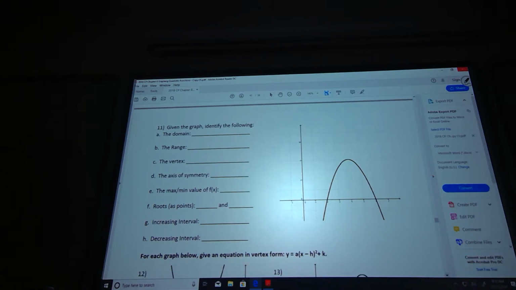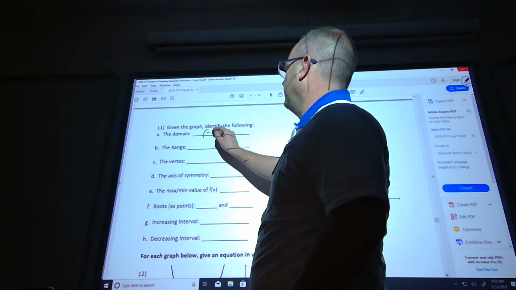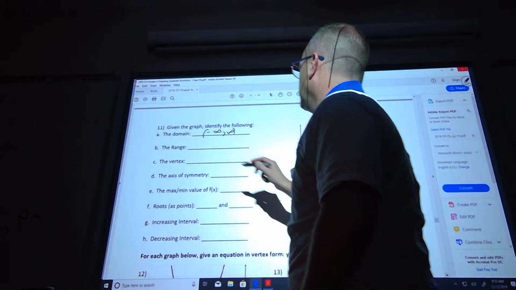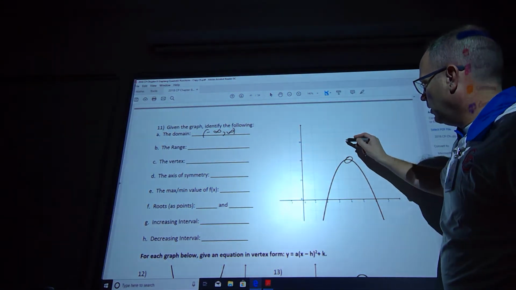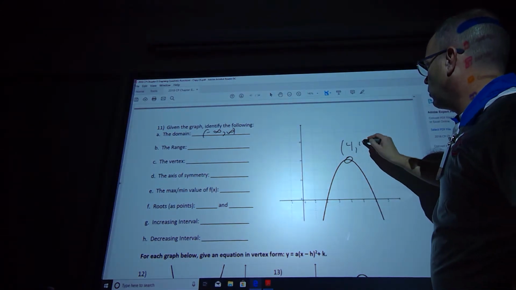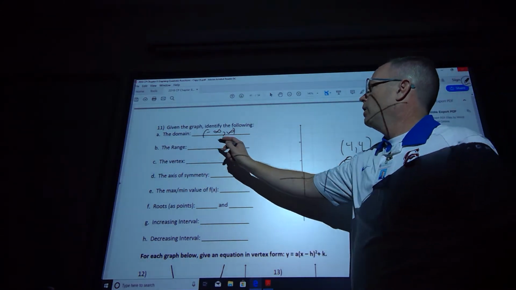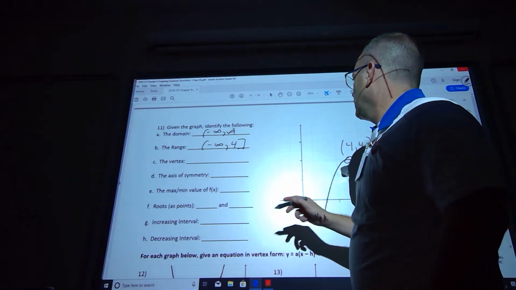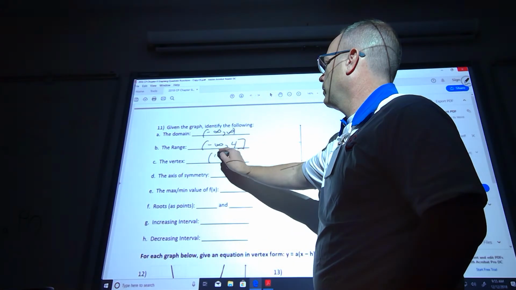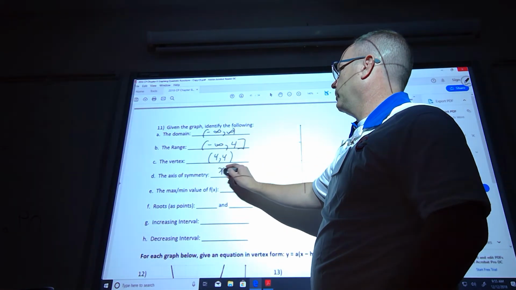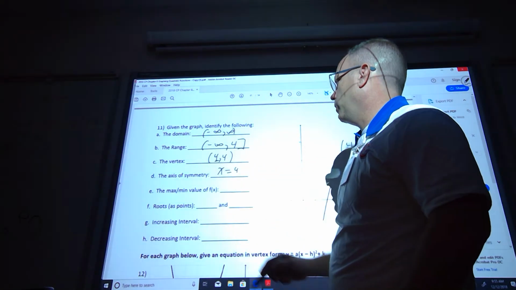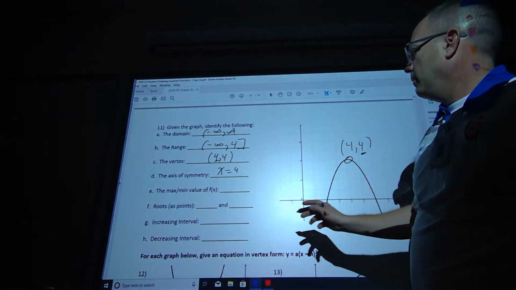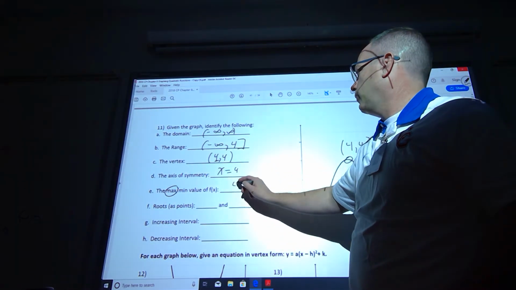All right, number 11, the domain will go from negative to positive infinity because it goes forever left and right. The range is going to go, that's my vertex, so that's at 4, 4, so the range is looking at that 4. So coming from the bottom from negative infinity to 4, the vertex is at 4, 4. My axis of symmetry is x equals 4. Remember, it's the x component of the vertex. My maximum value, because it opens down, is 4.